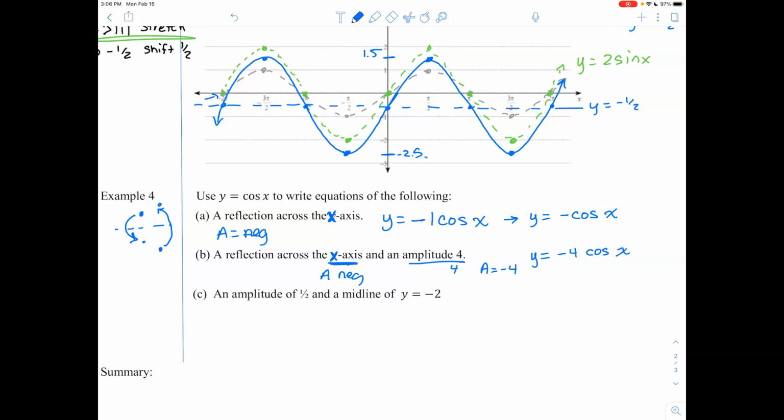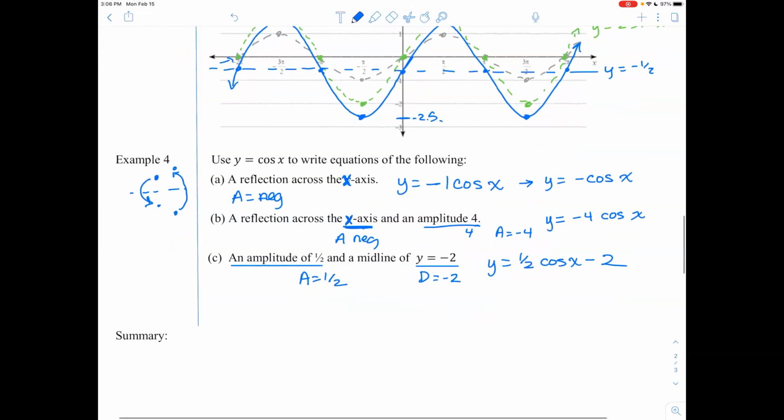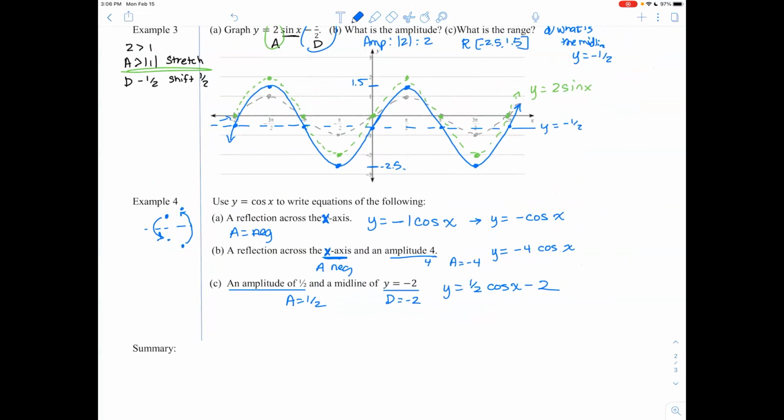In this last one, we have an amplitude of 1/2 and a midline of y equals negative 2. So your A is 1/2 and your D is your midline, negative 2. So y equals 1/2 of cosine x minus 2. And that's just how you would write the equations. And that's it. So you've got some practice to do on Canvas.